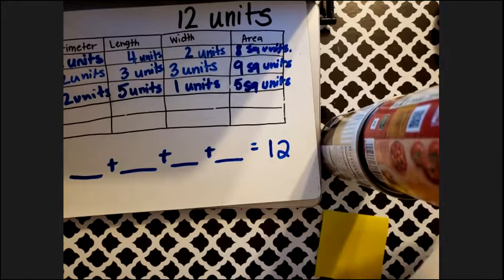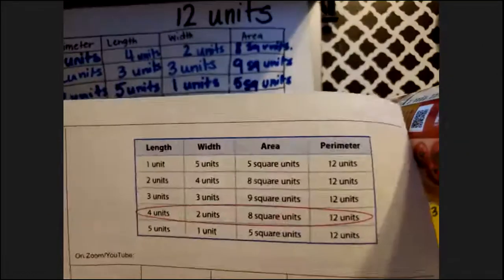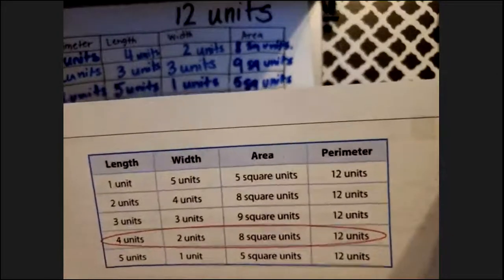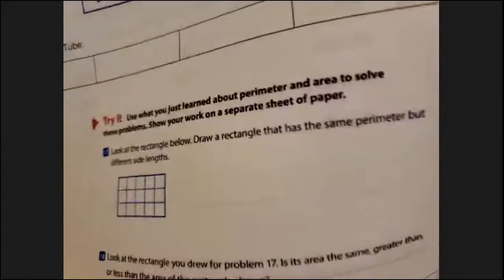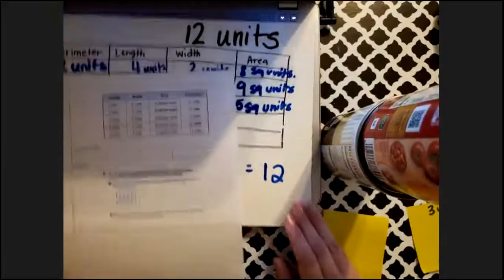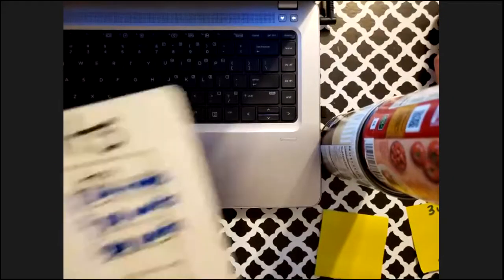So here's your question for today. And here's another little chart that does the same thing with all the things that can make 12. Your question for today is this, and I'm going to share my screen to make it easier for you to see.